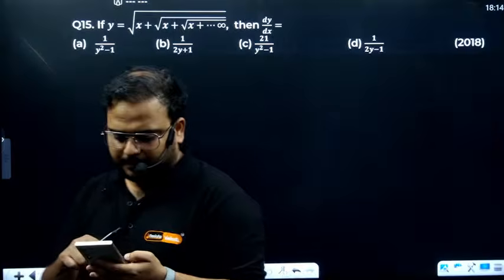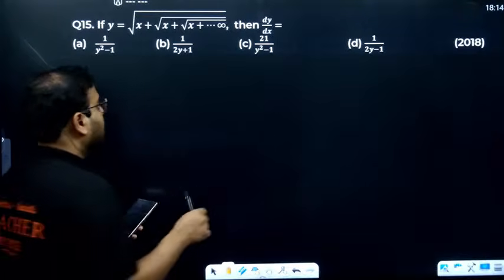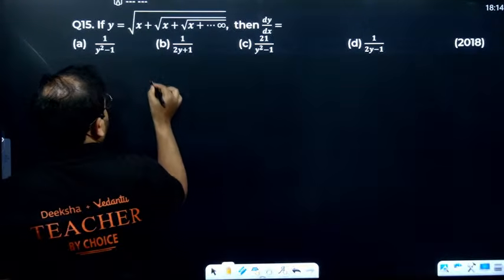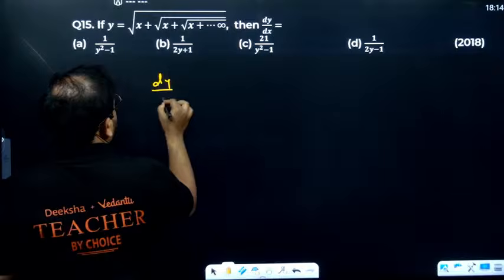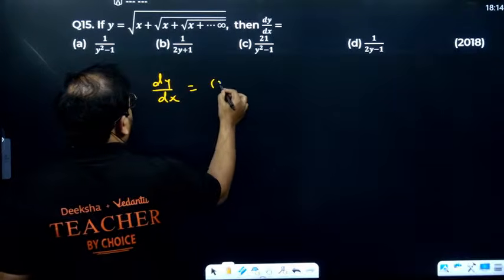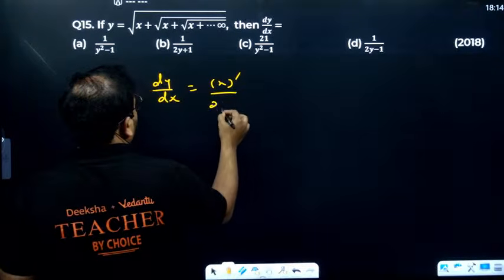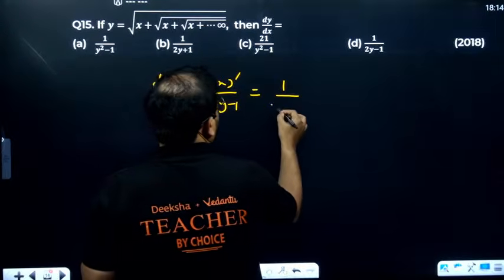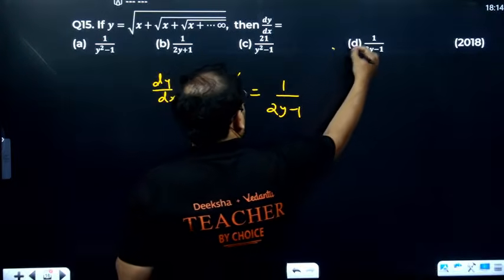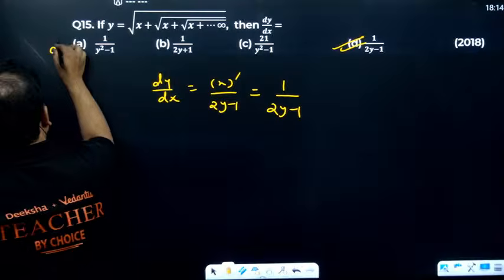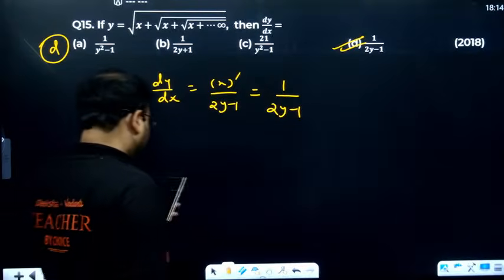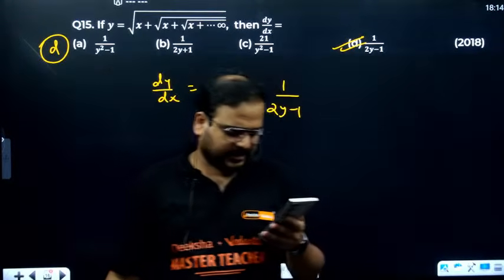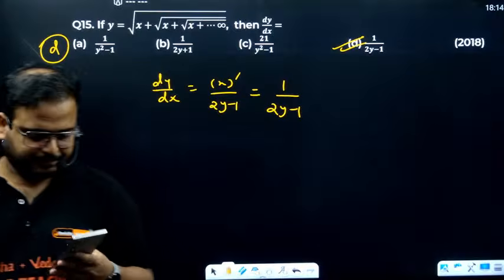15th now. Solve the 15th question. What is this? Same form, remember? You'll have derivative of x upon 2y minus 1. Derivative of x is what? 1. That is option D. So this form is one of the very favorite forms of your CET.